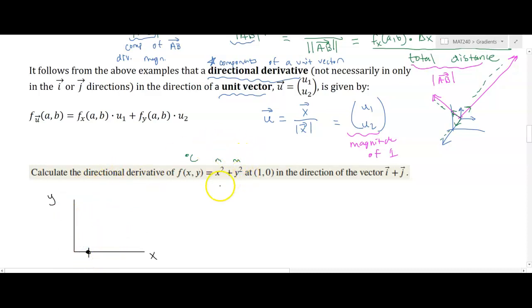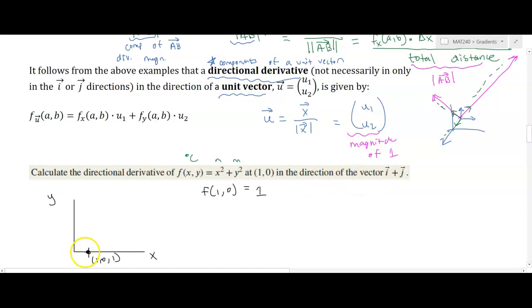What point are we standing at? Well, or what's our elevation? Or what's our temperature at that point? Well, f(1, 0) is 1 squared plus 0 squared, which is 1. So our elevation at this point, (1, 0), or the temperature, is 1 degree Celsius, if we wanted to put it in that context.